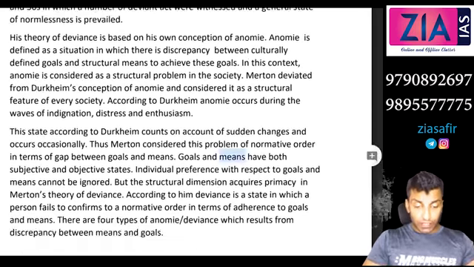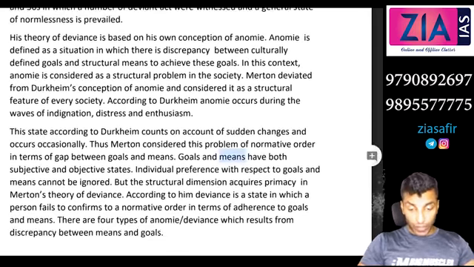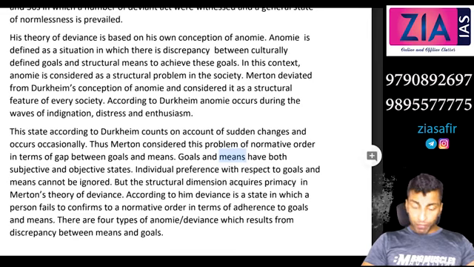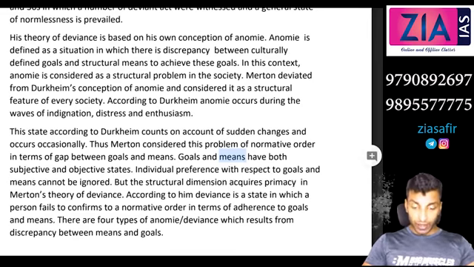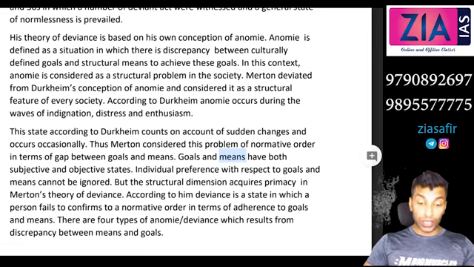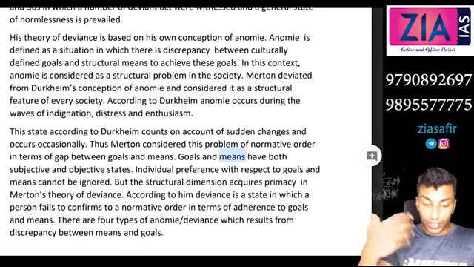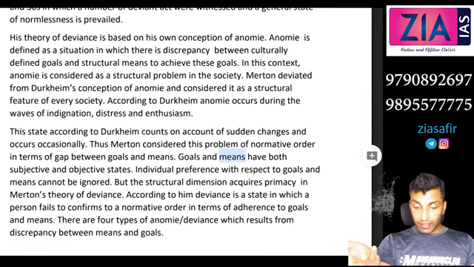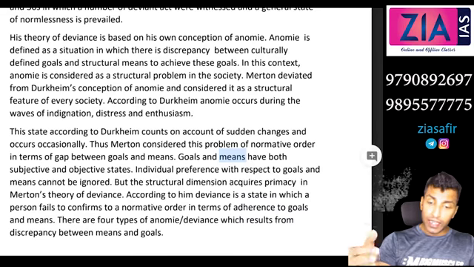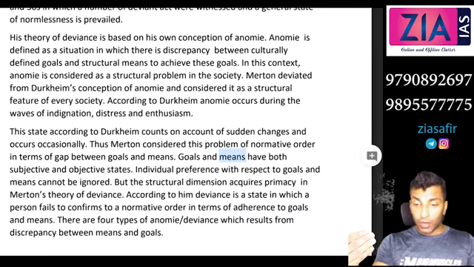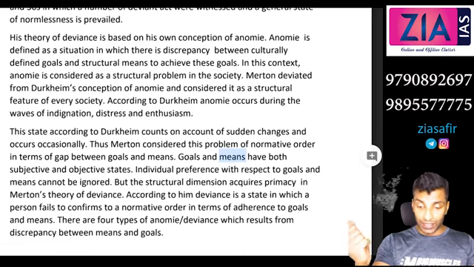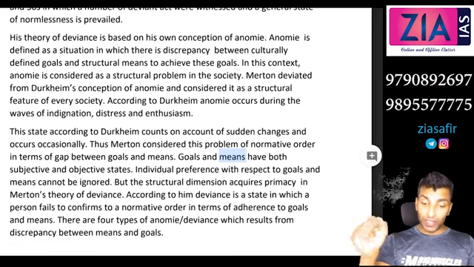His theory of deviance is based on his own conception of anomie. Now if you remember, anomie, before also we discussed when it comes to Durkheim. Here it is slightly different. Here he is giving importance to the structure of society. You can see the structural means, right? When it comes to Durkheim, what we have discussed is a temporary state of normlessness, which is coming out of elation, indignation, etc. But here it is a problem with the structure.